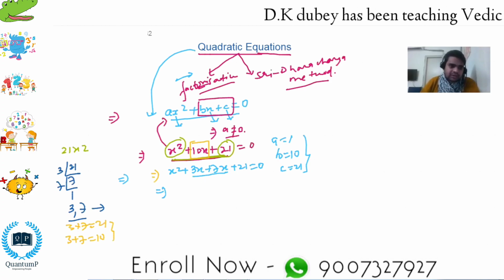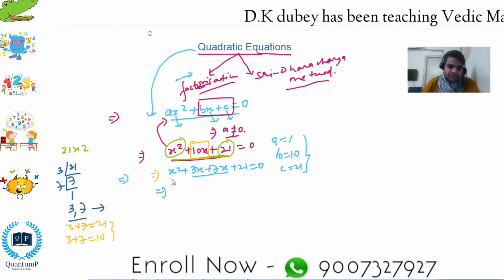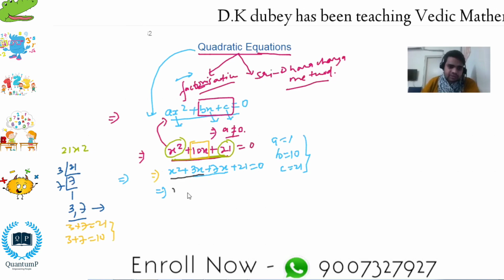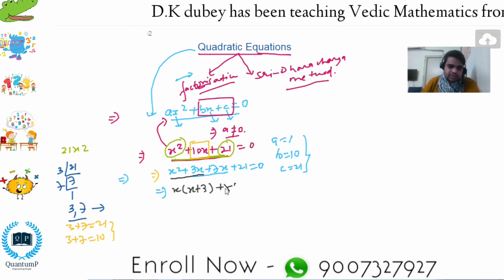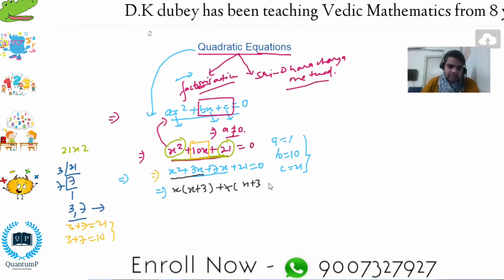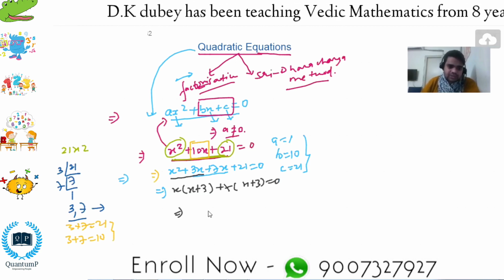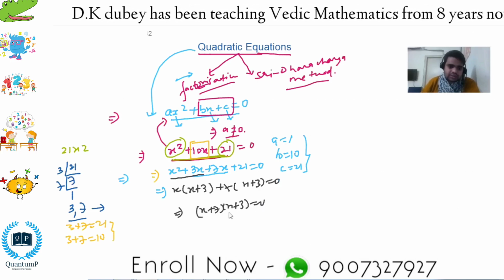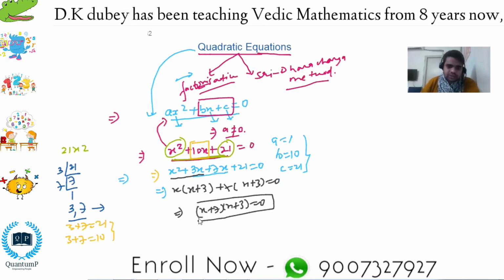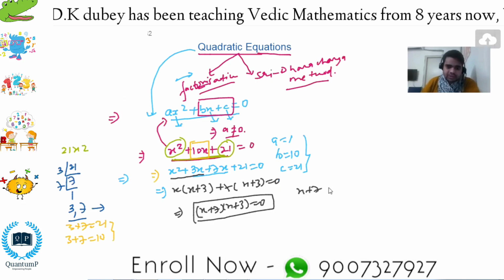Then I'll take x common here, so it will become x into x plus 3 plus 7 into x plus 3 is equal to 0. Then x plus 7 and x plus 3 is equal to 0. So either x plus 7 is equal to 0, then you'll get x is equal to minus 7, or x plus 3 is equal to 0, then you'll get x is equal to minus 3.